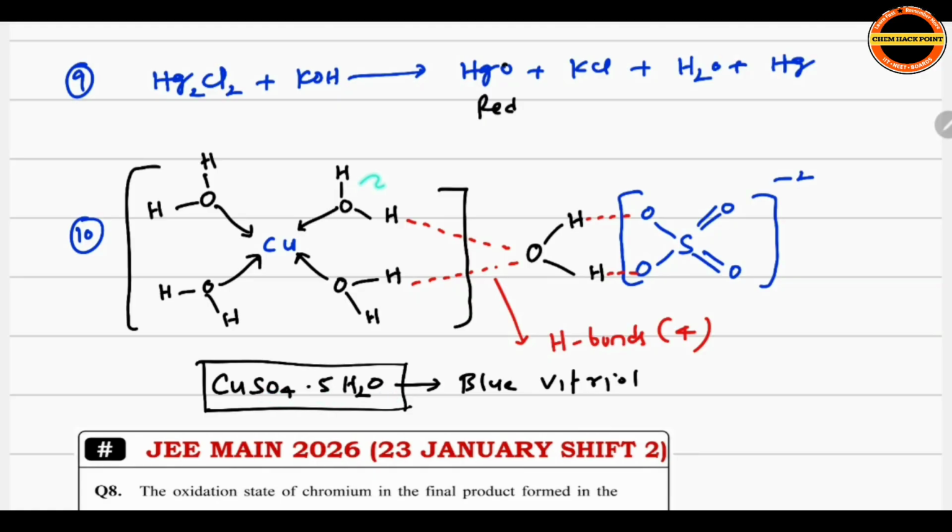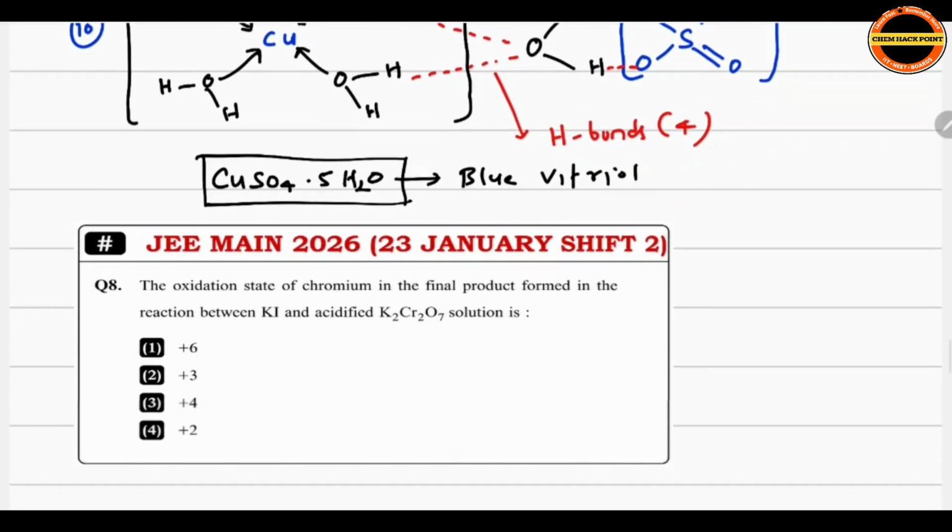In the structure you see here, 4 H2O molecules form coordinate bonds with copper, and 1 H2O is outside this sphere. This H2O is between the sulfate and the copper, forming hydrogen bonds. The dotted lines are hydrogen bonds with the coordination sphere as well as the sulfate ion. Hydrogen bonds here are 4.